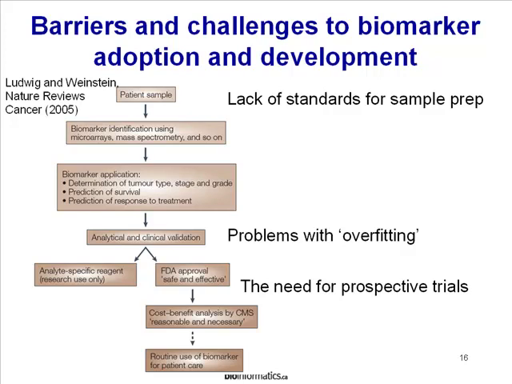Okay, so then finally, the need for prospective trials. I don't personally have a lot of experience in this, but this is required for clinical use, and this is a lengthy and expensive process, as has already been mentioned.